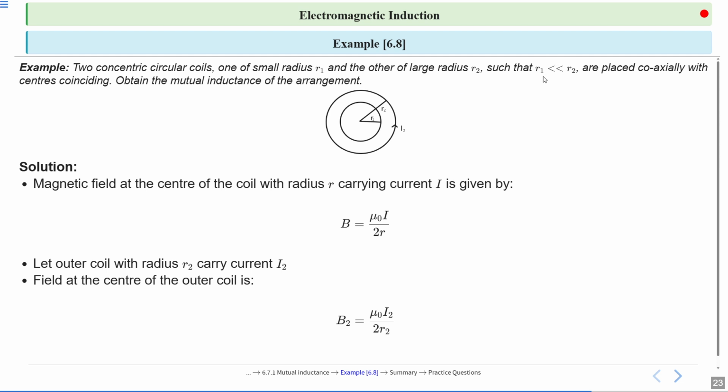That's why we are taking this R1 much less than R2, so that its area of cross section will be near the center. So the magnetic field through this R1 coil will be uniform, because its radius is very, very small and the magnetic field near the center is uniform. So the field at the center of the outer coil is B2 equal to mu naught I2 upon 2R2, where I2 is the current flowing through the R2 coil, and R2 is the radius of this larger coil.